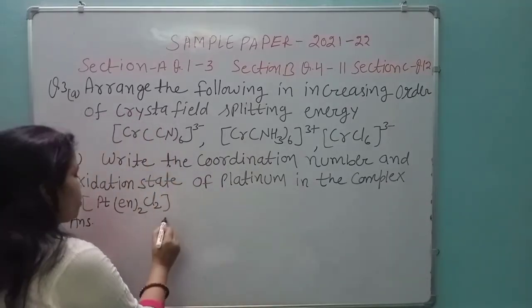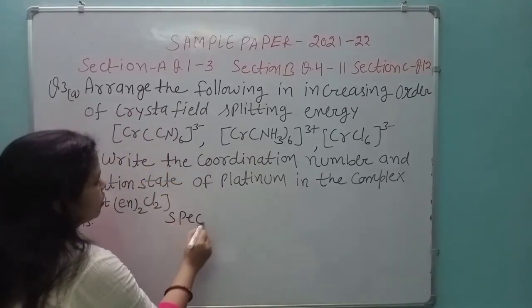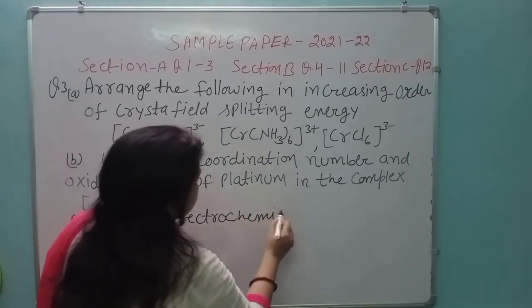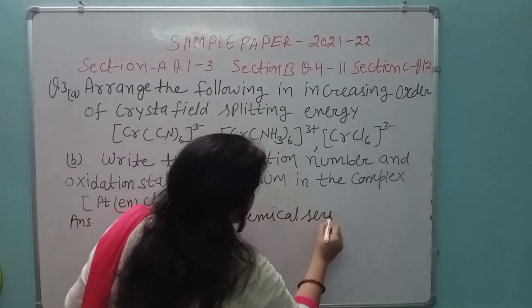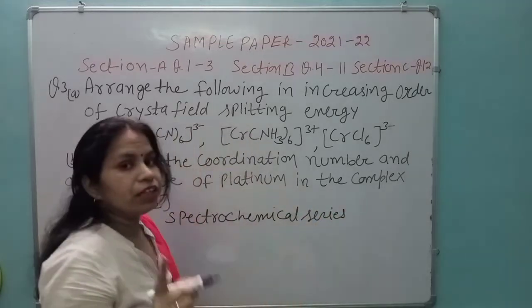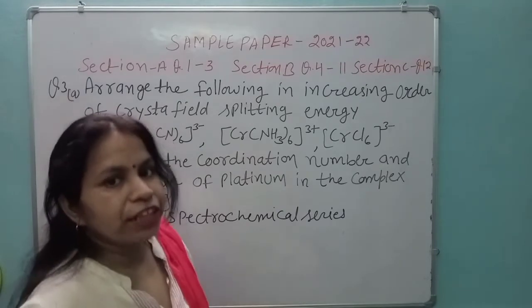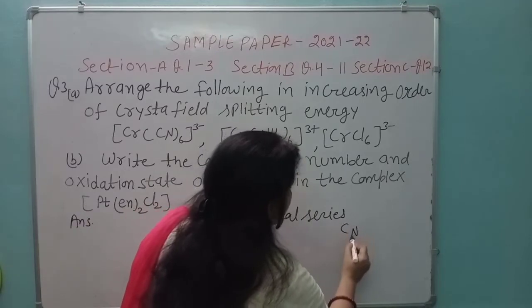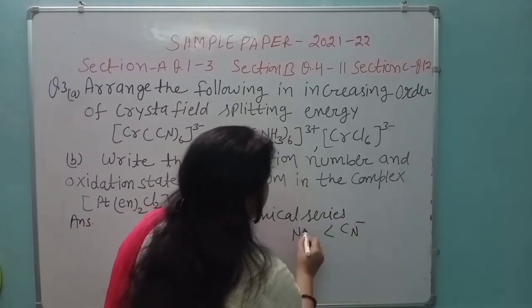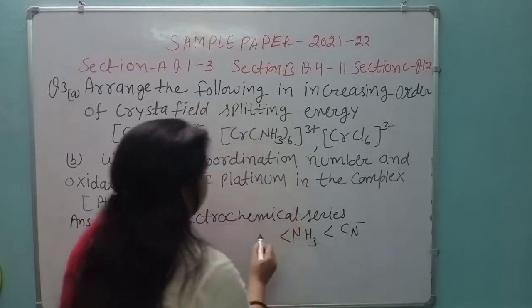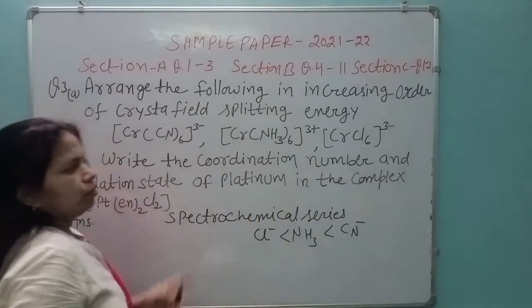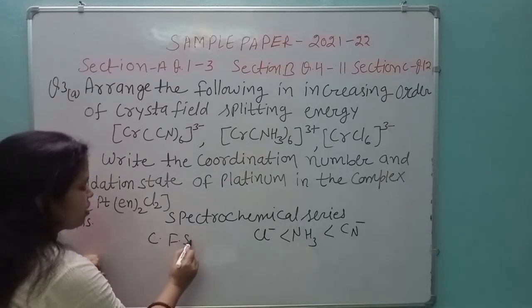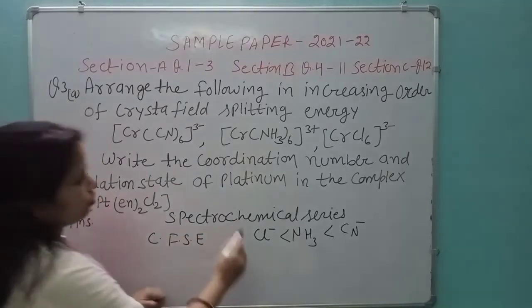So what is the order of the spectrochemical series of these ligands? The spectrochemical series is the arrangement of ligands according to their field strength. So cyanide is a stronger ligand than ammonia and then chloride. So now what is the CFSE order? Strong ligands have the highest stabilization energy. So what is the order?